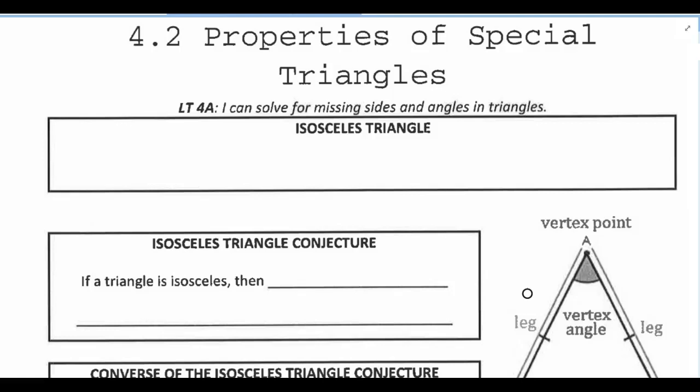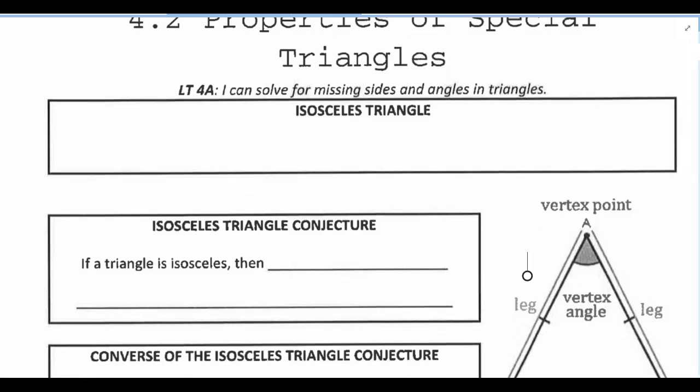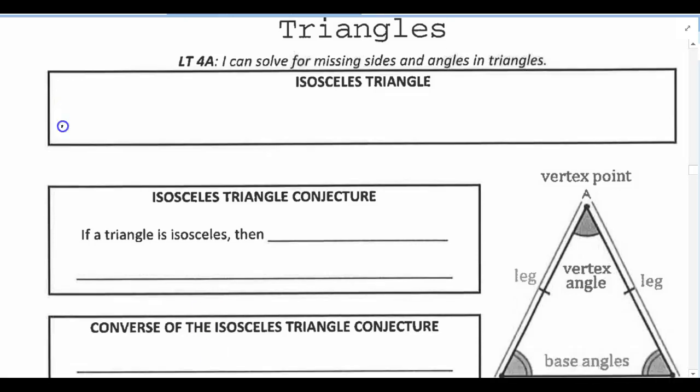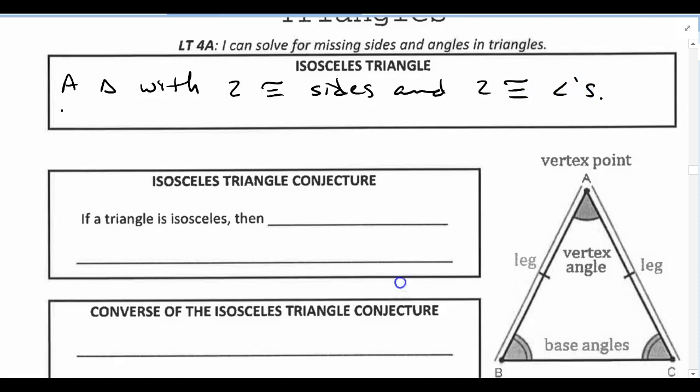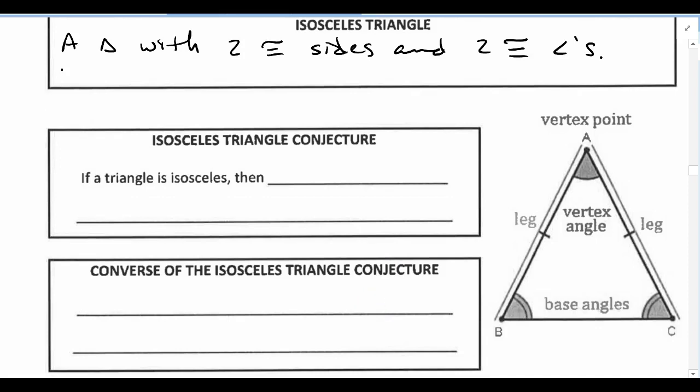In this video, we're going to talk about the properties of special triangles, particularly isosceles triangles. So hopefully you remember the definition of an isosceles triangle. This is a triangle with two congruent sides and two congruent angles. All right. So here's a picture. Make sure that you know all the parts.